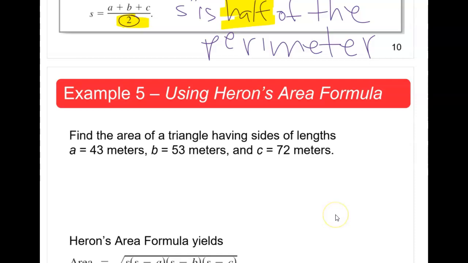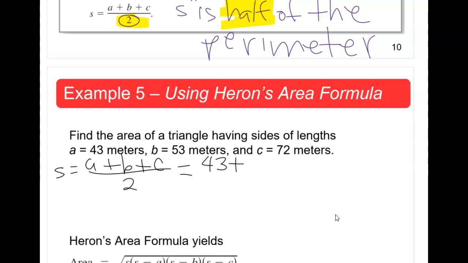So right here, let's write it down. S is going to be A plus B plus C divided by 2. So I'm going to substitute. I actually got a little ahead. Example 5 says, using Heron's area formula, find the area of a triangle having sides of lengths 43, 53, and 72. So I'm going to go ahead and substitute that.